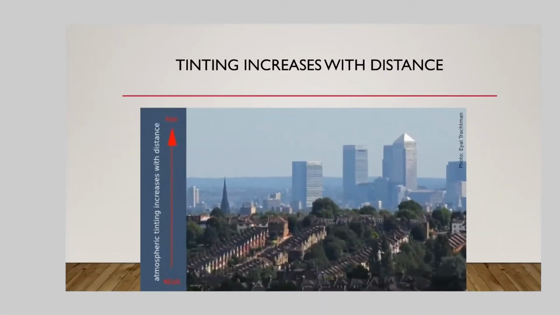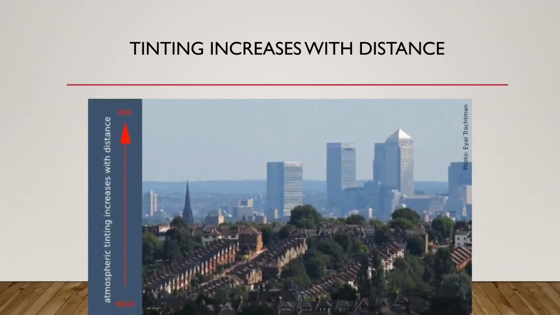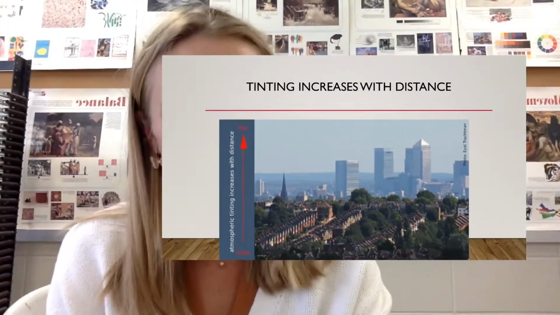So one way that atmospheric perspective works is that tinting increases with distance. So you can see here, these buildings, if we were up close to them, would look a lot different, and they'd probably be darker in different colors. But because they're so far away from us, not only do they look smaller than they appear, but also they're blending in with the sky because of atmospheric perspective.